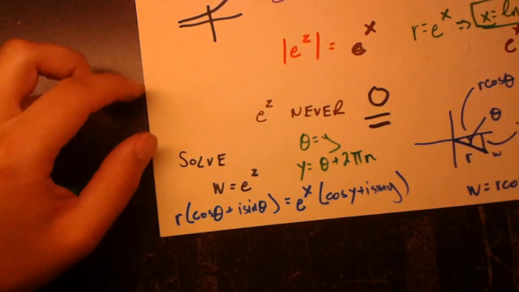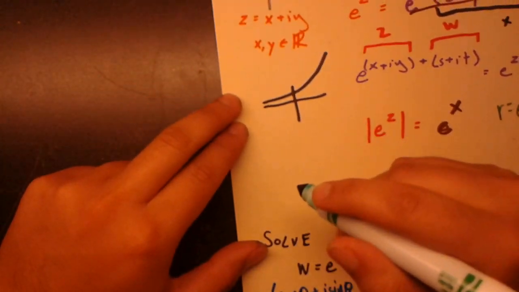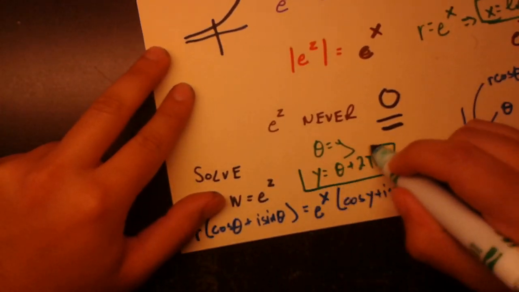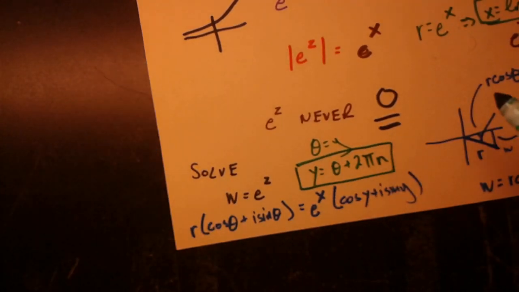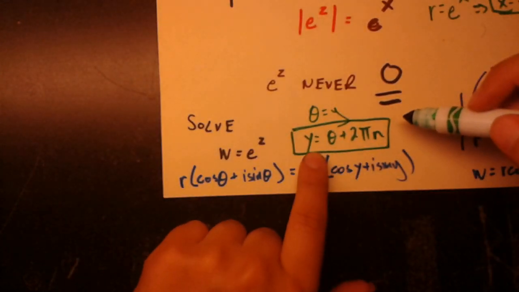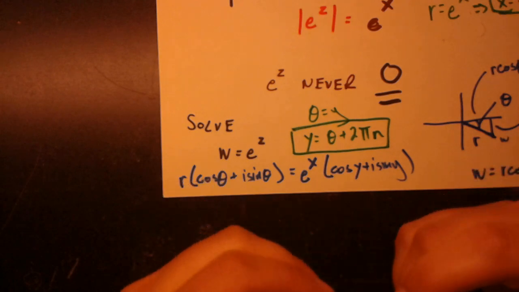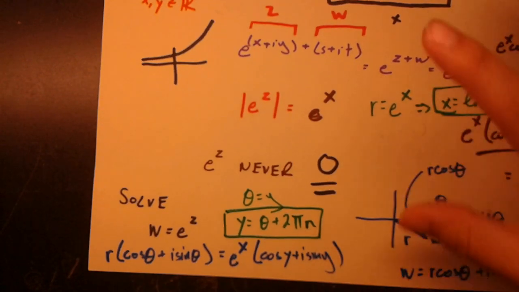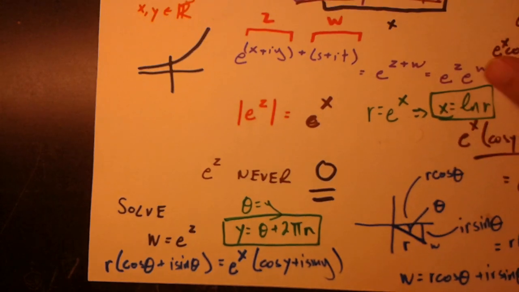The solutions are of the form: x is ln r, and y is any of these. And any of those z's, where you have z equals x plus i times this y, will solve this equation. So we see that unlike in real numbers, this equation actually has infinite solutions, which is something interesting to note.